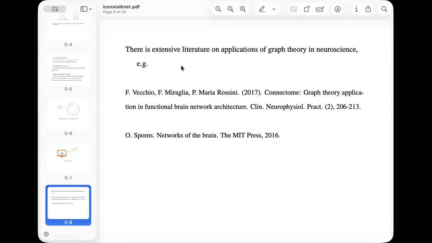In recent years, there has been a huge amount of activity and publications devoted to the applications of network theory or graph theory in neuroscience, some of that reviewed in this paper from 2017, and of course, there is a well-known book by Sporns.